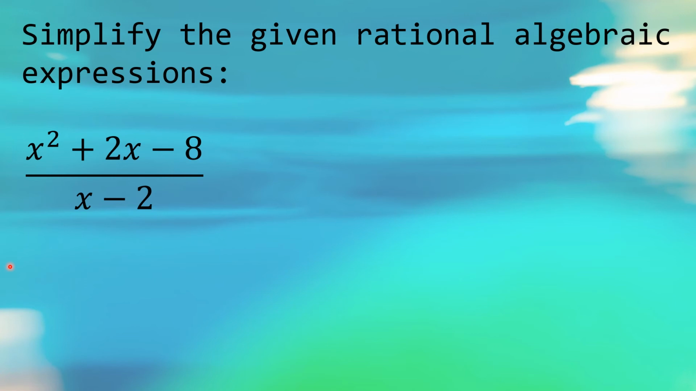Paano ba natin na-factor yung x squared + 2x − 8? Hahanapin natin yung dalawang number na kapag minultiply ay 8 at kapag naman pinag-plus o pinag-minus ay equal sa 2, which is yung nasa middle term.